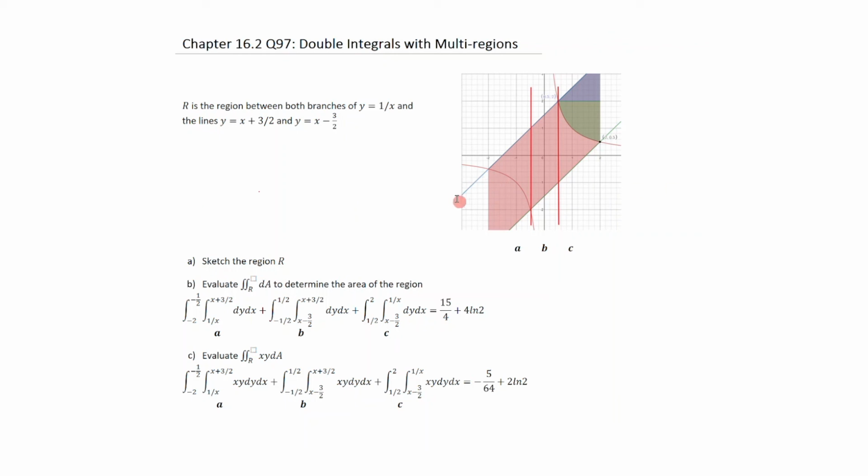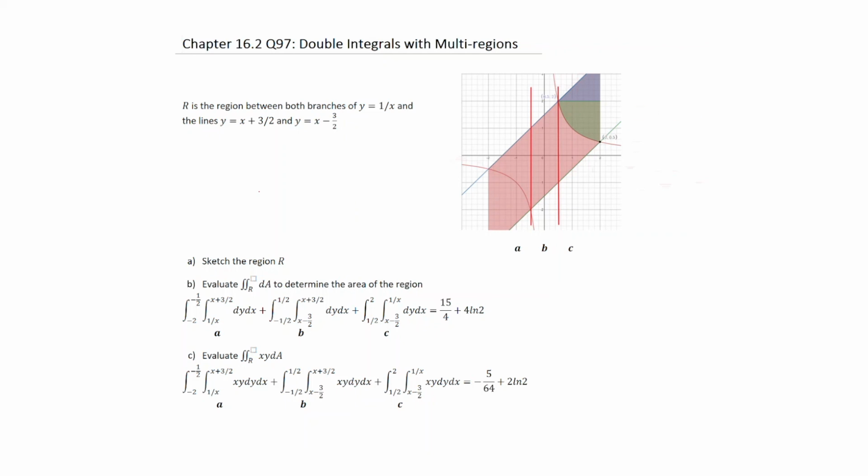So if you look here, this line represents y equals x plus 3 halves. This line here represents y equals x minus 3 halves. And these two curves represent the curve y equals 1 over x. This is for x less than 0, and this is for x greater than 0.